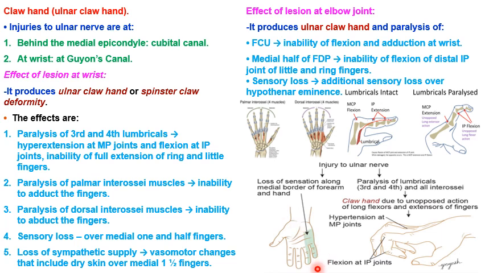So the vasomotor changes are also seen in the medial 1.5 fingers, where there is drying of the skin and scaling of the skin. That is all seen, and this is the claw hand. Because of the unopposed action of long flexors and extensors, there is hyperextension of the metacarpophalangeal joints and flexion at the interphalangeal joints. So the claw hand can be your short notes.